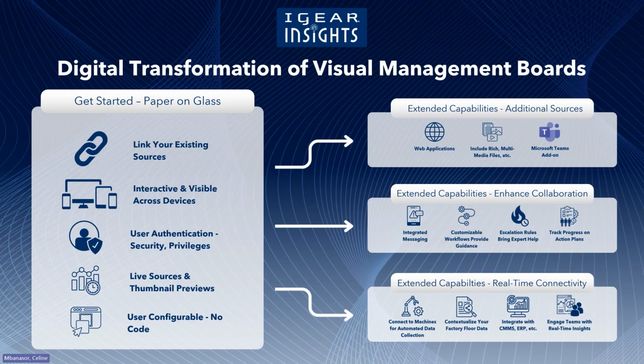So in summary, with the journey of digital transformation of visual management boards, you can see the first step, usually on the left-hand side, is getting started with that paper on glass, where you're taking the existing sources that you have with your paper-based boards, your Excel documents, your Word documents, your PDFs, and you're linking those into your digital boards, making them visible across all of your devices. You're able to assign privileges and security permissions to those. They're live, so everyone's always on the same page, seeing the most up-to-date data, and they're as easy to use as paper, where you can drag and drop. It's no code and user configurable.